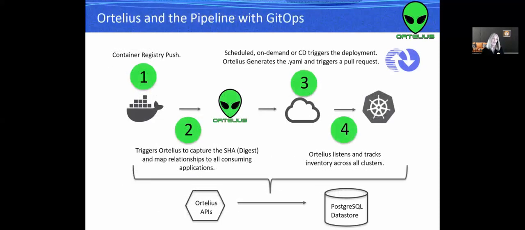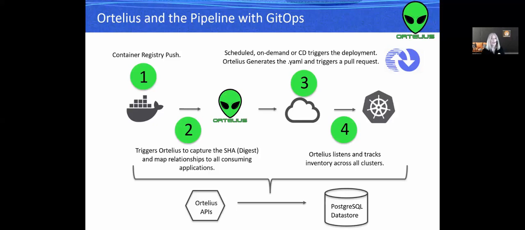So how would it look after the fact? How would we have Ortelius in the pipeline with GitOps? It would look very similar. We would still do a container. We'd still be triggered based on a new container being registered. We'd still grab that same information. We're already harvesting that now. We track that because it's critical for us for versioning that container.